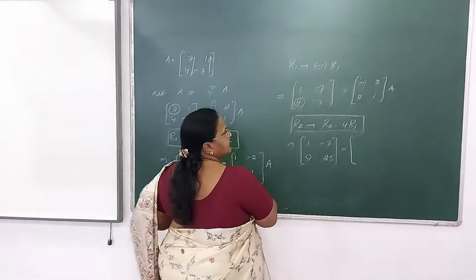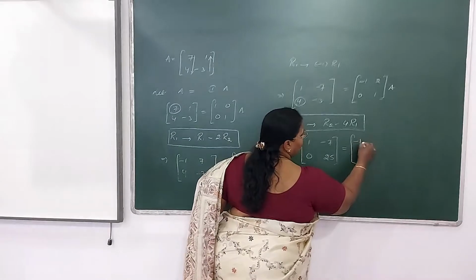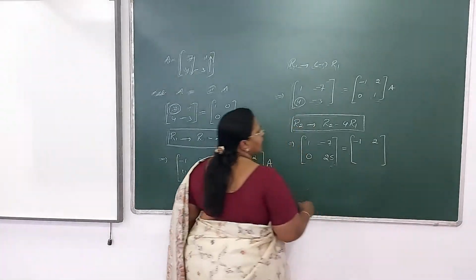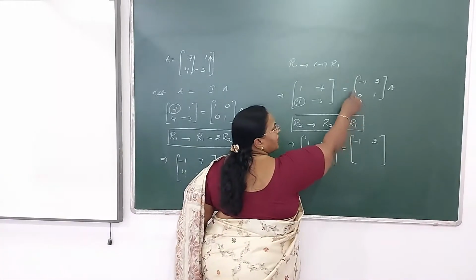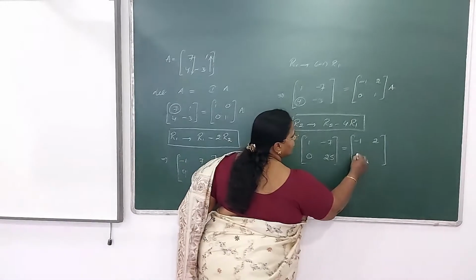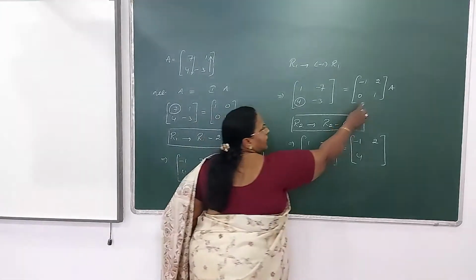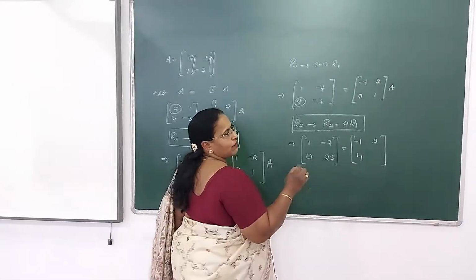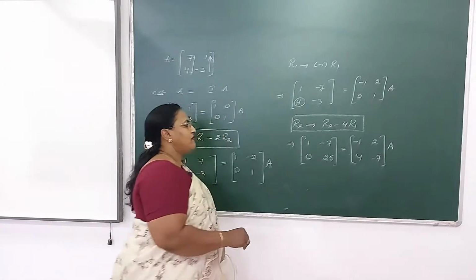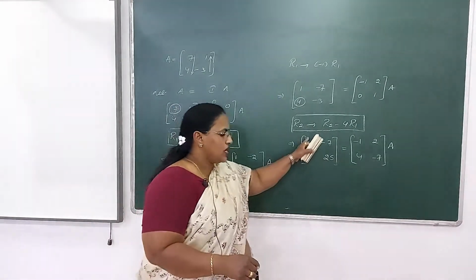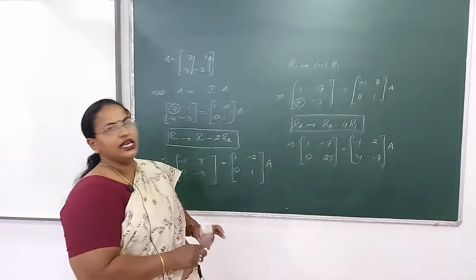So on the right side, the first row is minus 1, 2. R2 minus 4 times R1. So it's 0 minus 4 into minus 1, it's plus 4. 1 minus 4 into 2, it's 1 minus 8, it's minus 7 into A. See, after these two, the first column is ready.